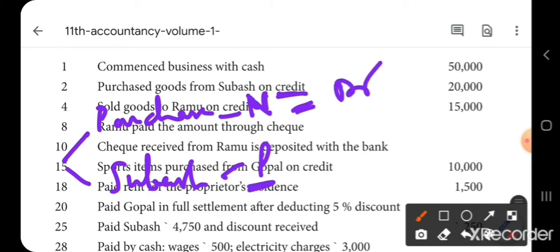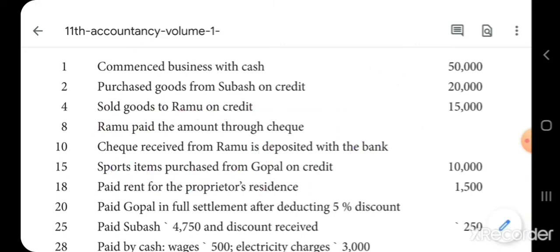And here, personal account, the rule is debit the receiver, credit the giver. Here who is giving? Subhash is giving the goods, so you credit Subhash account. So the entry will be purchase account debtor to Subhash account.